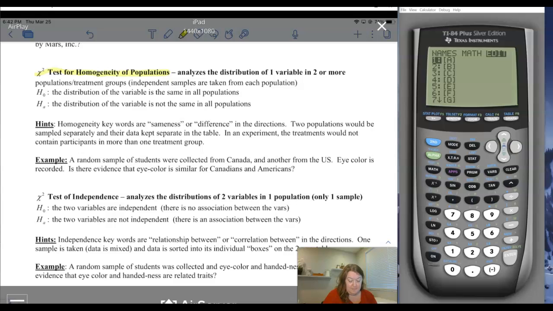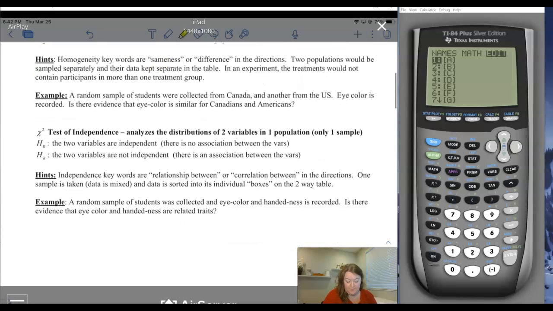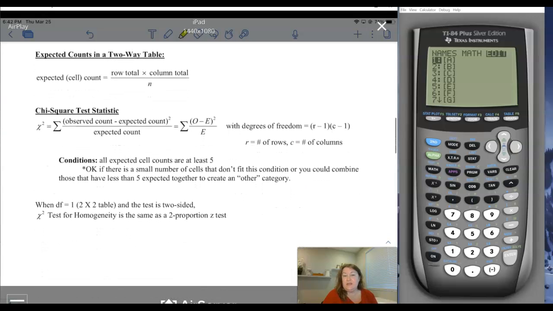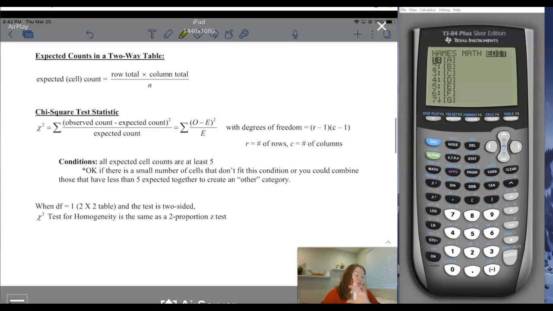What else? They give us an example there that has to do with Canada, another one from the US, and we're trying to compare something about students between those two. Cool. So that's the one we're going to work on today. This one's going to be a bigger table. It's not just going to be one row of data. We're potentially going to have lots more rows of data for these.